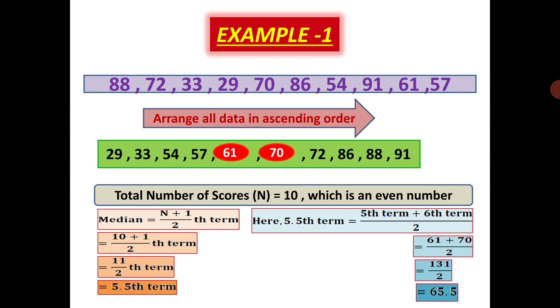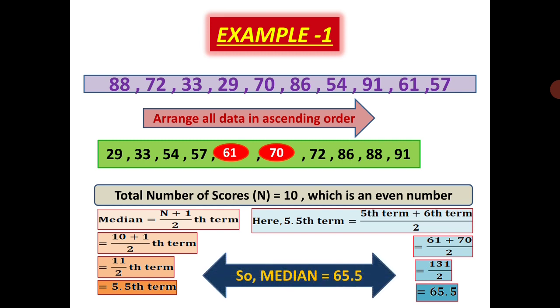For calculating the 5.5th term, we have to add the 5th term and the 6th term, then divide the value by 2. Here, after rearranging the given data, the 5th term is 61 and the 6th term is 70. So, the 5.5th term equals (5th term plus 6th term) by 2, that is (61 plus 70) divided by 2, equals 131 by 2, equals 65.5. So, here median equals 65.5.